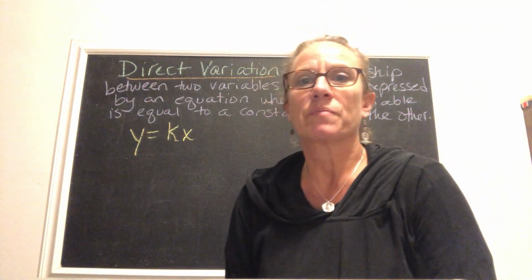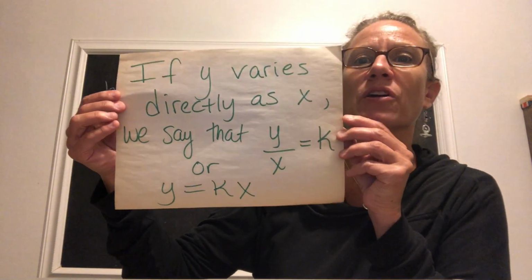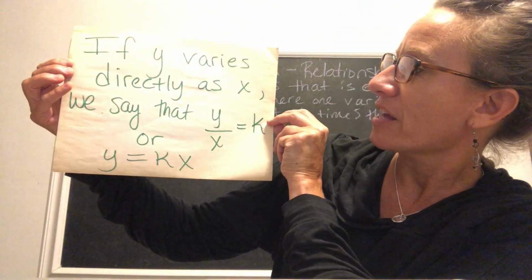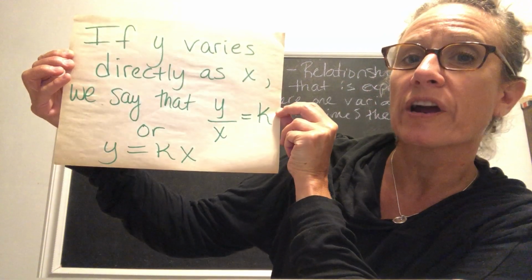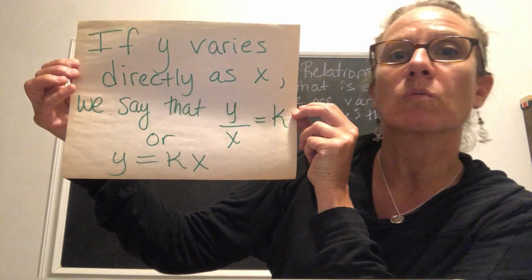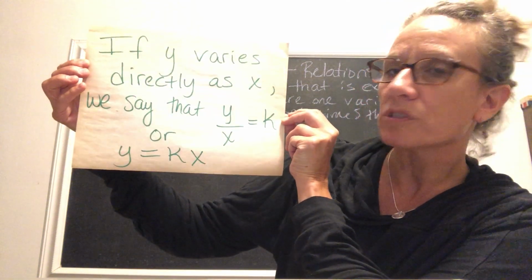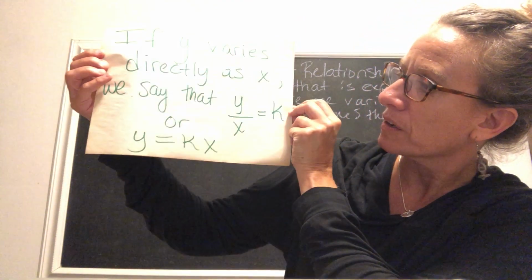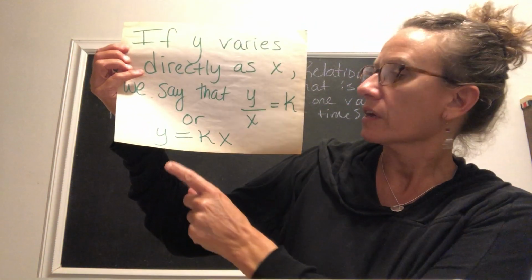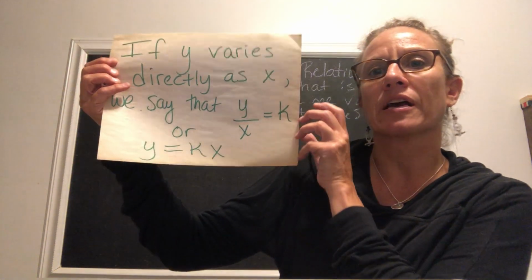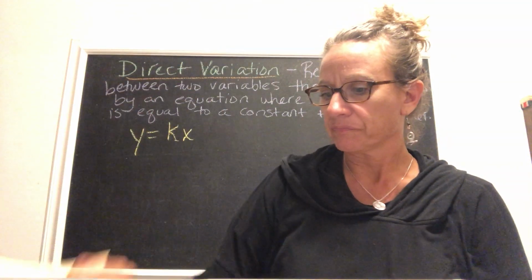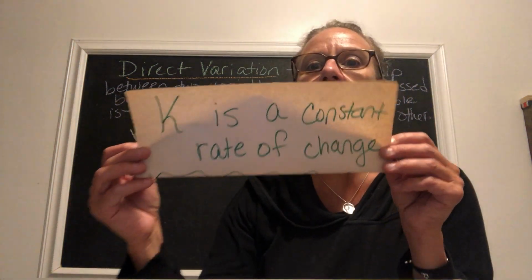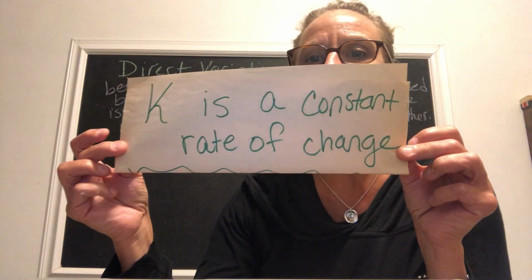We say if y varies directly as x, then y over x, or the proportion y over x, equals k, which is the constant of variation. Another way to write that is y equals k times x. So basically, k is a constant rate of change.